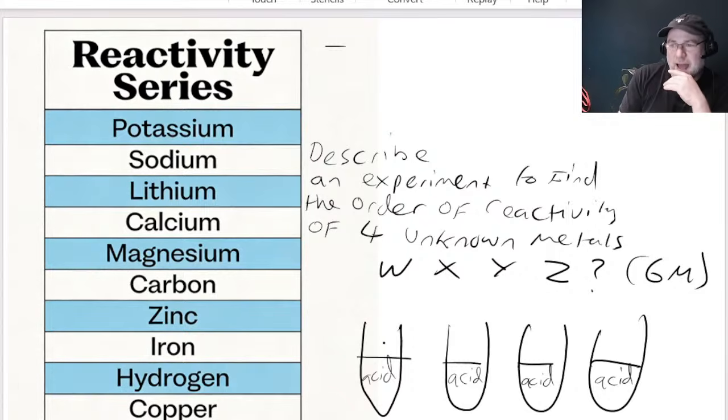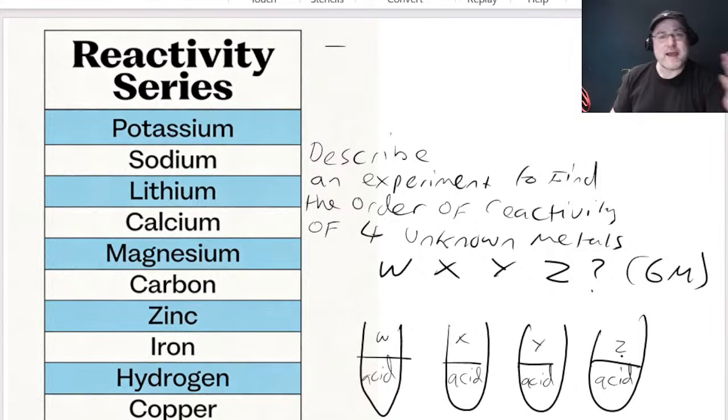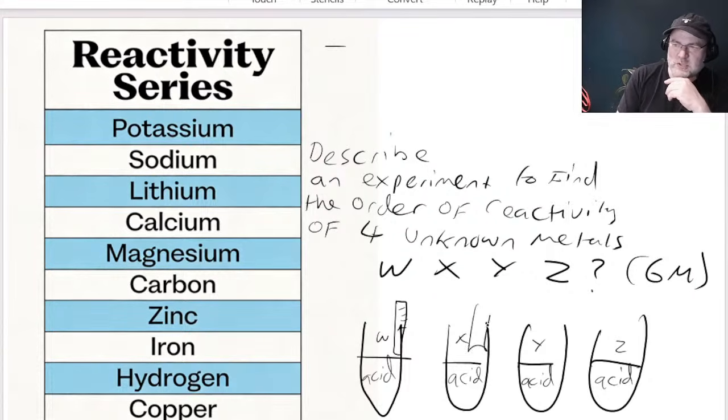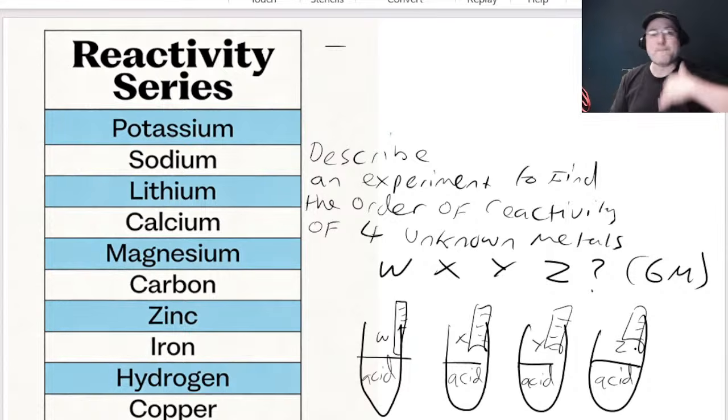Now, you're going to add W, X, Y, and Z. And then you could count the bubbles in a minute. Or even better, somebody did mention temperature. You're going to put a thermometer in and measure the temperature change. You're going to repeat 3 times and find the mean temperature change for each metal in acid. The one that gives off the highest change in temperature is going to be the most reactive metal.